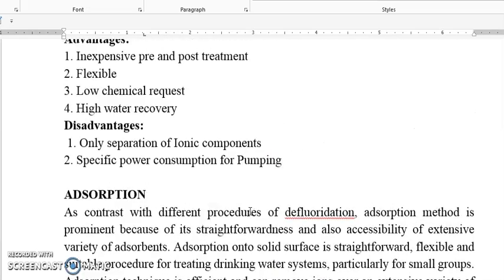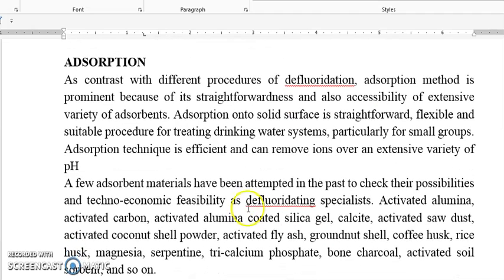Those are the disadvantages. Now, adsorption is the most popularly used and widely studied method for defluoridation, and you will see if you search on the internet many research papers, where people have used different methods of adsorption, different materials for removal of fluoride, and this is considered to be a very effective and cheap method also.